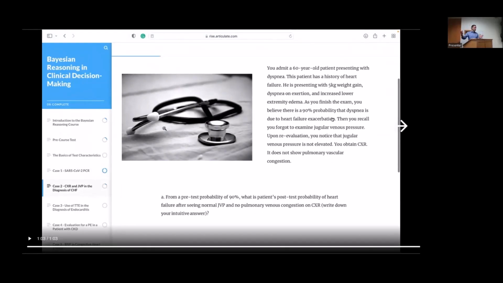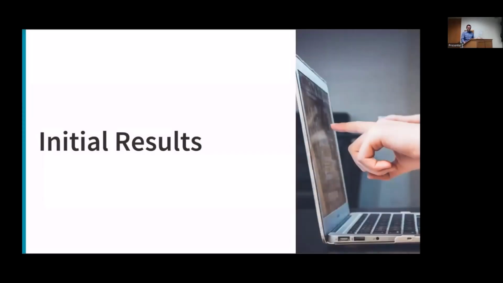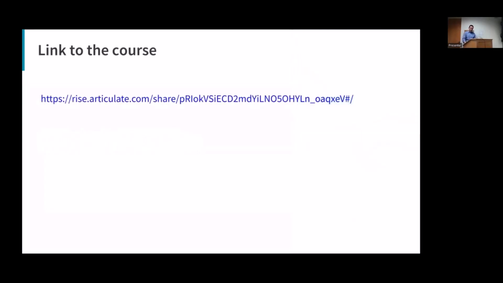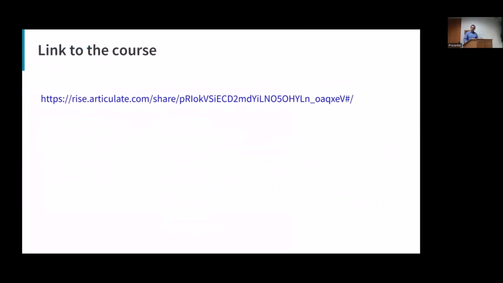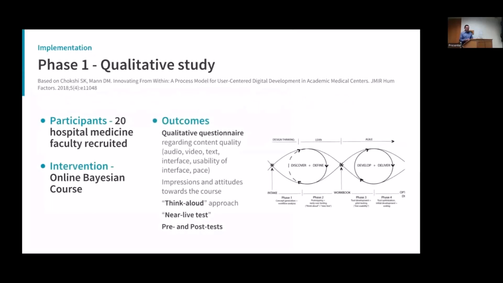So there's a succession of 10 cases that builds from positive, negative types of tests like PCR, and then to more complex and continuous tests. So here are some of the initial results. I left a link to the course if you would like to take a look to see what it looks like. But initially, this was rolled out with the Division of Hospital Medicine.